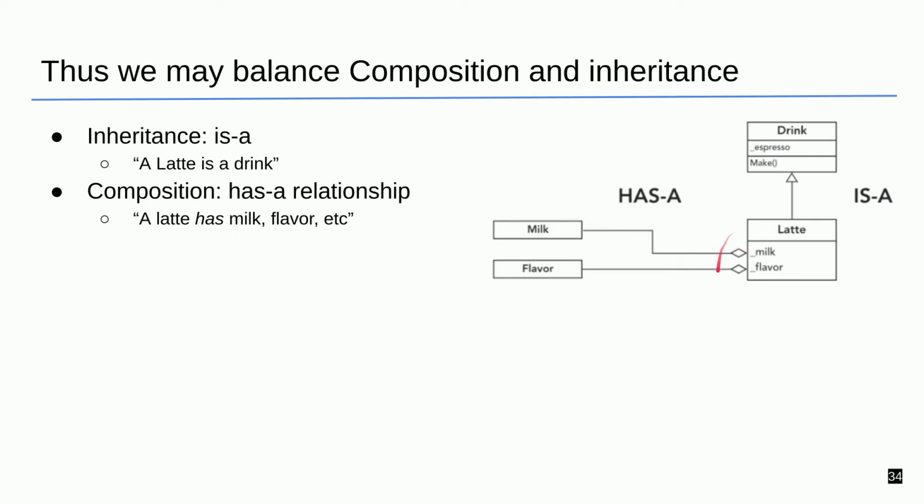So this is how we model it in the UML. So a latte has a milk, and a latte has a flavor. And a latte can be a drink that you can make and is an espresso. Okay, so this is the sort of relationship we like. It's a little bit less complicated. And again, you can play around with this to make it as clean as possible. But we have to balance these ideas of composition, so what our classes are made of, and what our classes are derived from with inheritance.